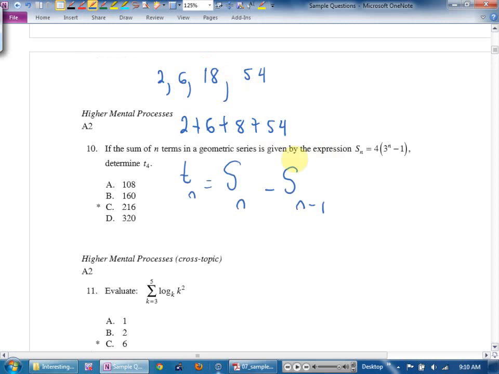here's what we're saying. If you want to find the fourth term, it's the sum of the first 4 terms, take away the sum of the first 3 terms. Isn't what's left the 4th term?